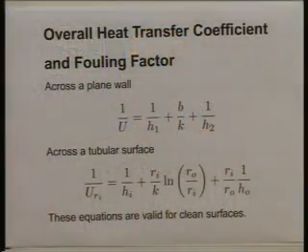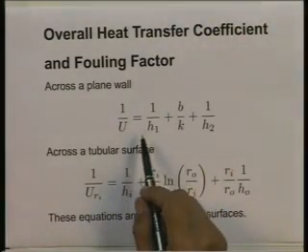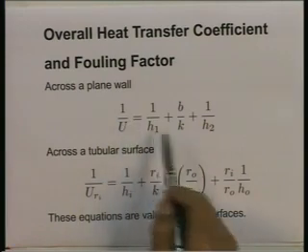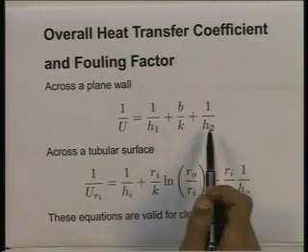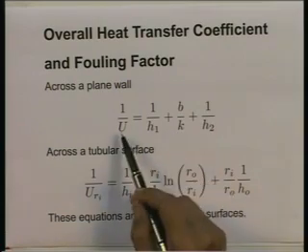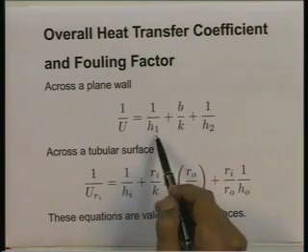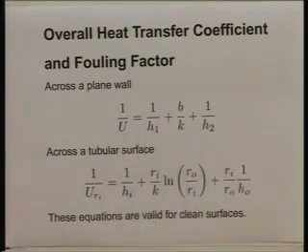Now, let us talk a little about the overall heat transfer coefficient and fouling factor. In a direct transfer type heat exchanger, suppose there is a plane wall. From your study of conduction, you know that in a plane wall there are heat transfer coefficients on the two sides, h1 and h2, and if b is the thickness of the wall and k is the thermal conductivity of the wall, then the overall heat transfer coefficient is given by 1/U = 1/h1 + b/k + 1/h2.